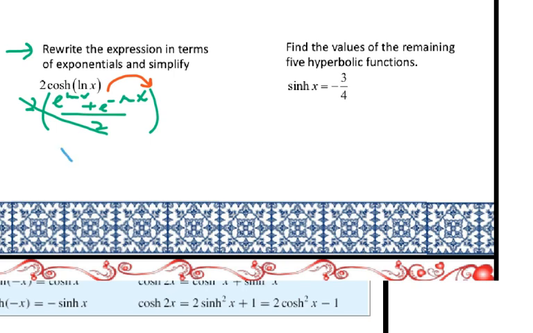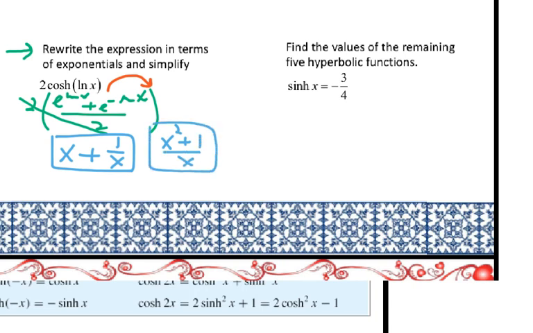So e to the ln x is x, plus e to the ln x to the negative 1 is x to the negative 1, right, which is 1 over x. That's perfectly acceptable to leave it like that. Let's say that you want to make a common denominator and add them together. That would be fine also. If you make a common denominator and add them together, you would get x squared plus 1 over x. Either one of those answers would be acceptable. One is just two separate fractions and one is one fraction, but they're still both completely simplified.